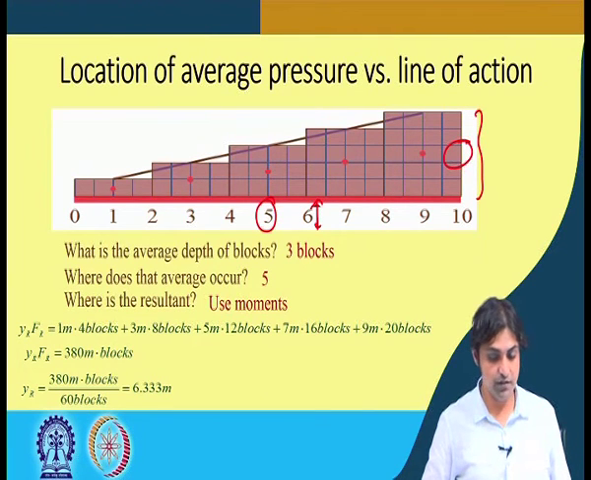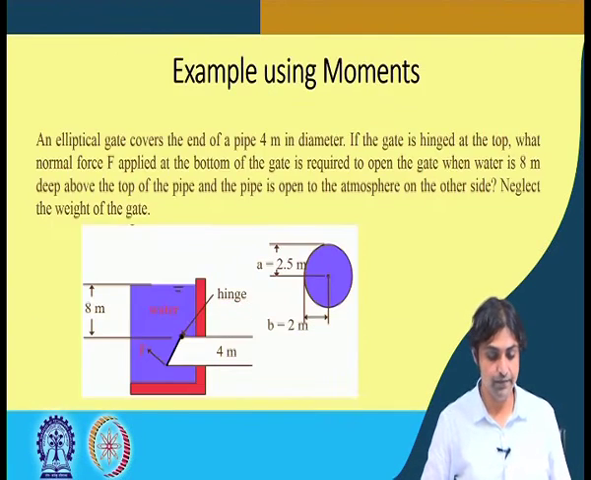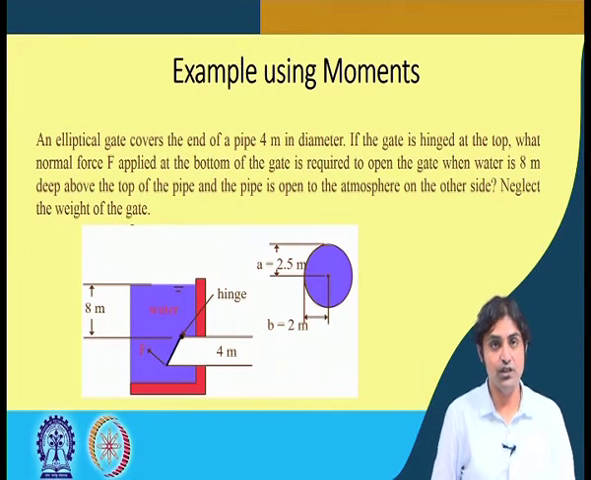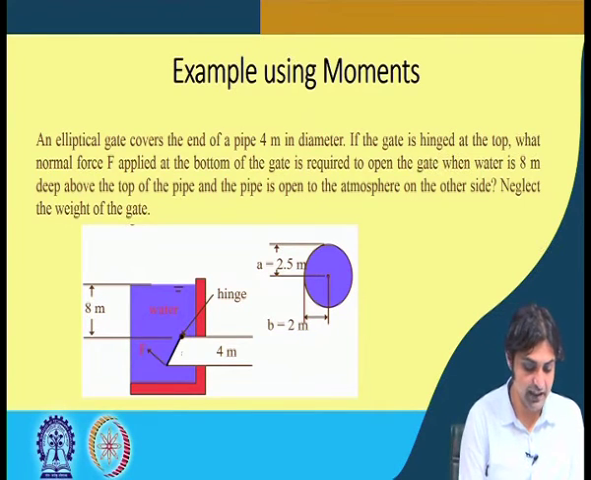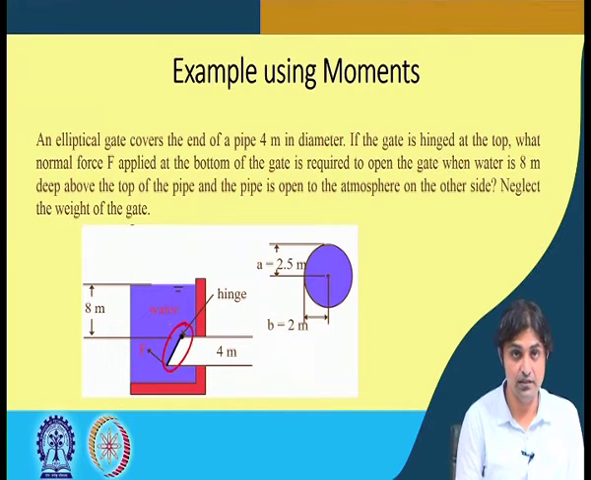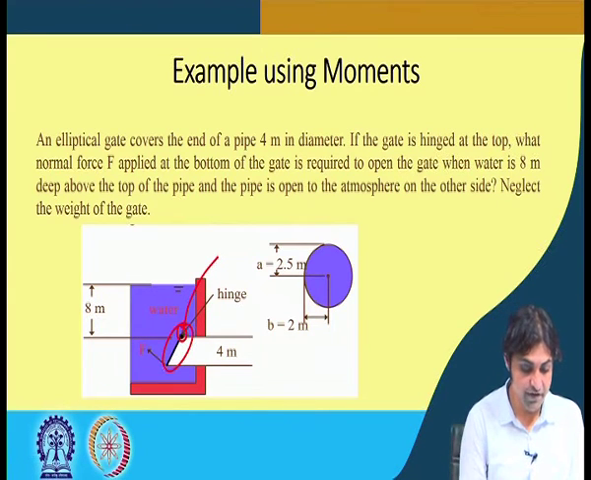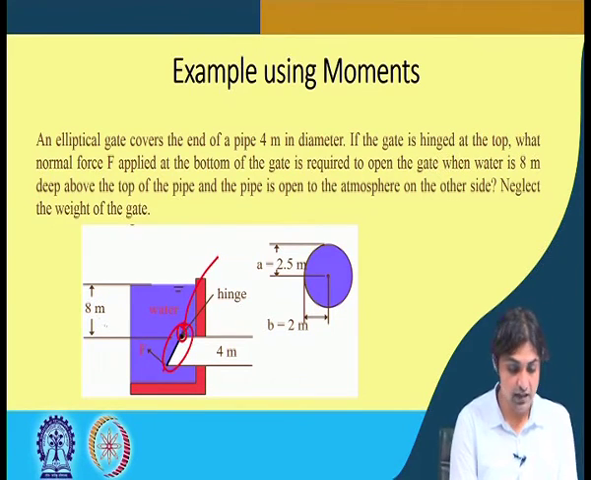Okay, so now we proceed with one of the real life examples of moment. The question is, an elliptical gate covers the end of a pipe 4 meters in diameter. So this is the elliptical gate. I will delete this, but I am trying to show where those different objects are. If the gate is hinged at the top here, what normal force F applied at the bottom of the gate is required to open the gate when the water is 8 meters deep above the top of the pipe?